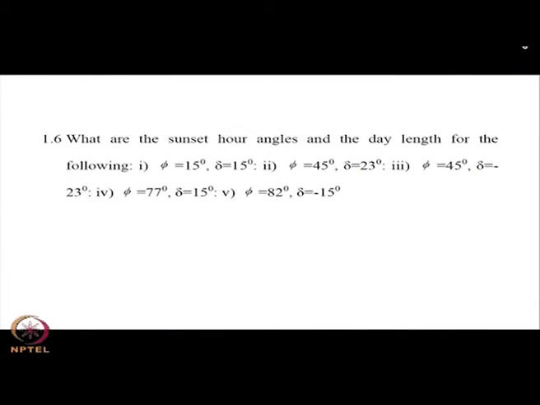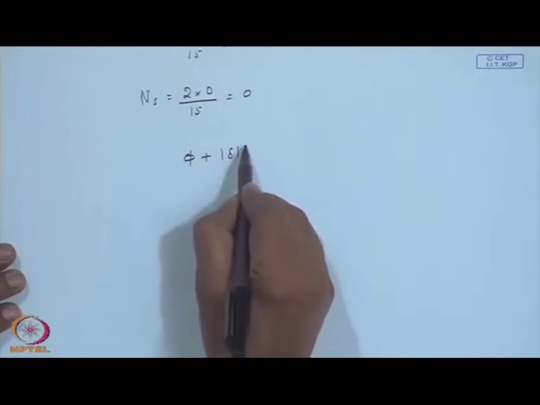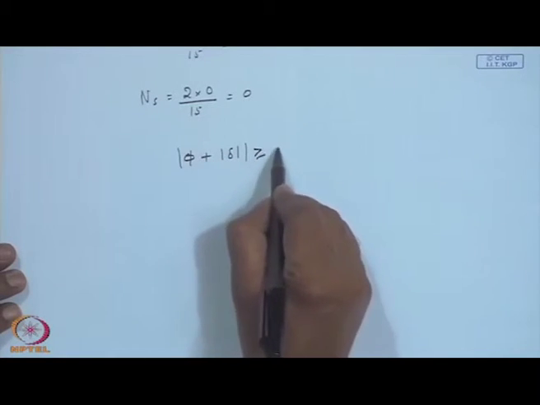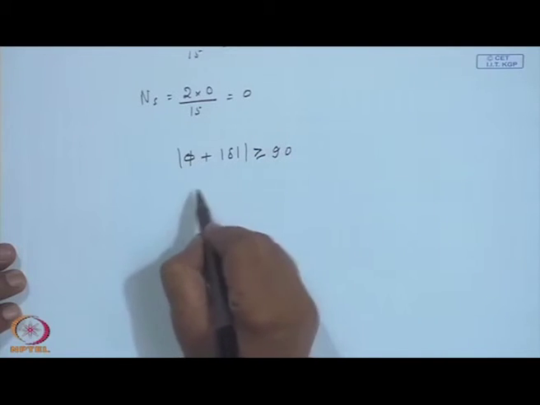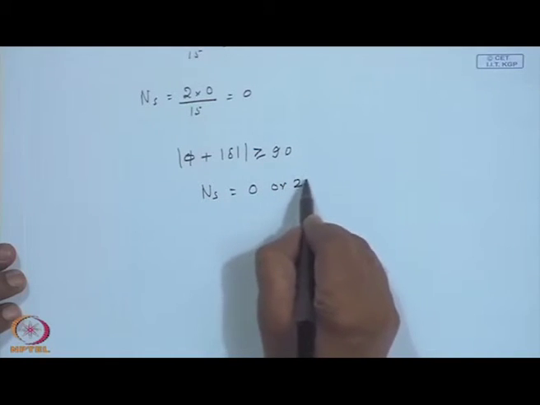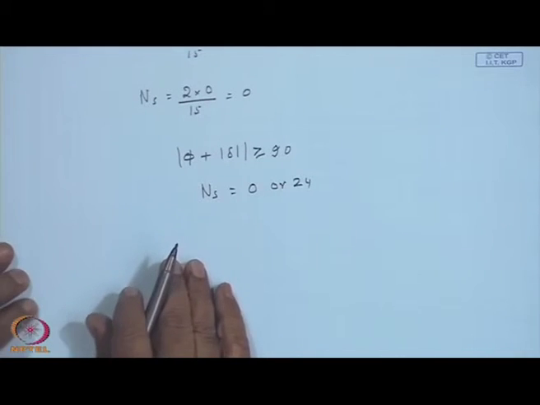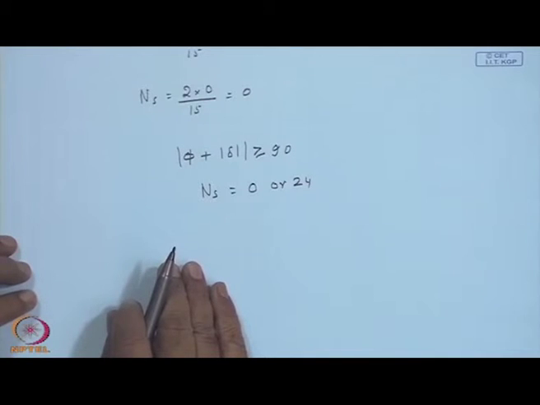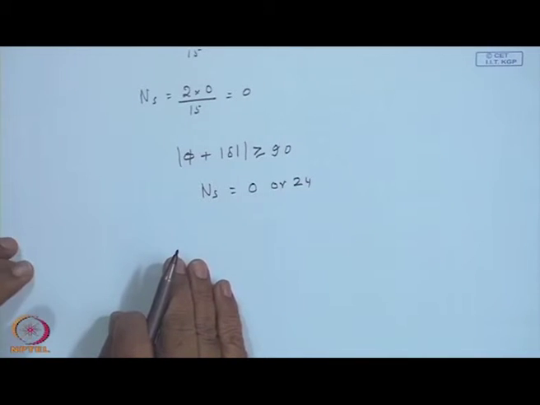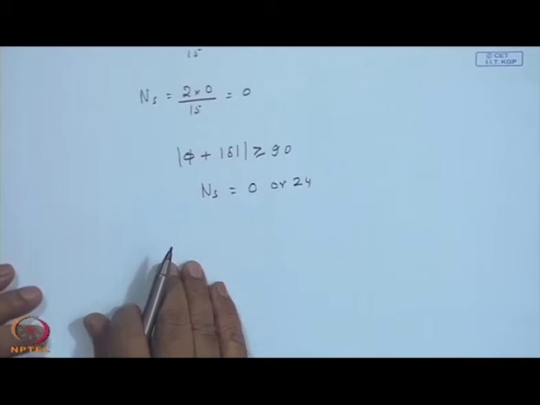And beyond, if phi plus mod delta is greater than or equal to 90, then you have got N s 0 or 24. So, you have all the time, that is exactly if you go to the North Pole for example, you have all the 6 months when the declination is positive, you have sun above the horizon, and all the days when the declination is negative, sun will not rise, it is below the horizon.